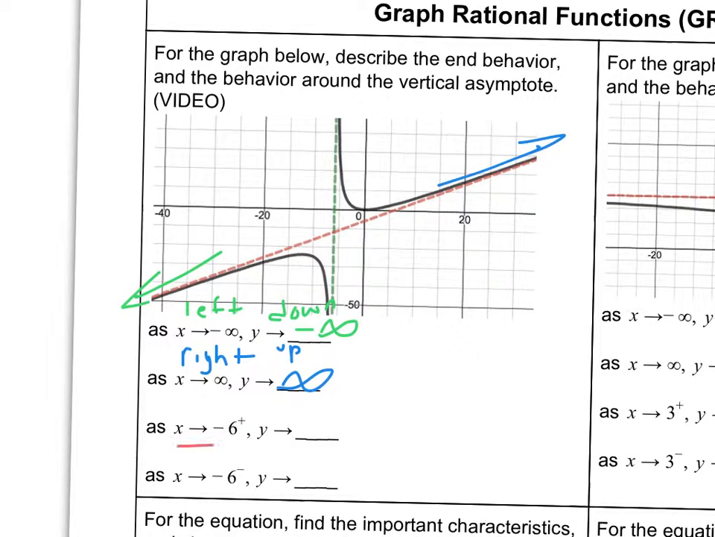For the next part, as x goes to negative 6 from the right side, I'm going to write from the right. So we're talking about this part. Y is going up, therefore it's going to infinity. And as x goes to negative 6 from the left side, so now we're talking about this part of the curve, we're going down, that would be negative infinity.